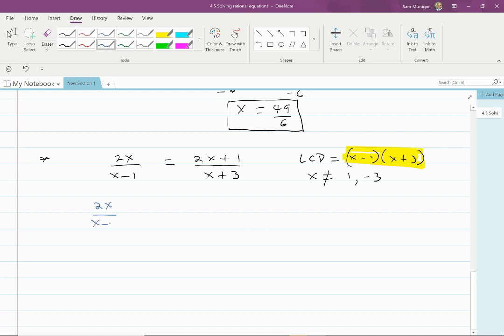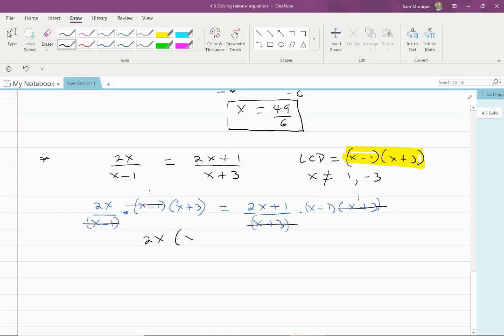2x into x minus 1, x plus 3 equals 2x plus 1, x plus 3, x minus 1, x plus 3. x minus 1 cancels out, x plus 3 cancels out. So we're left here with 2x times x plus 3 equals 2x plus 1 times x minus 1.